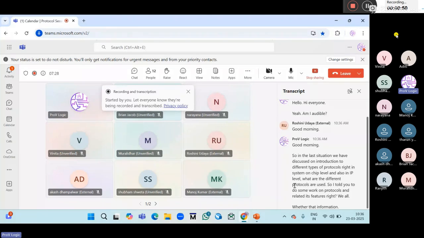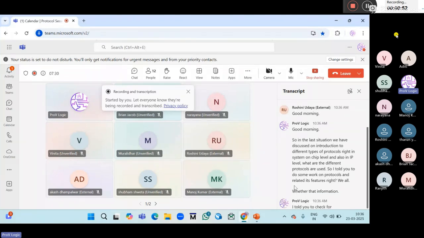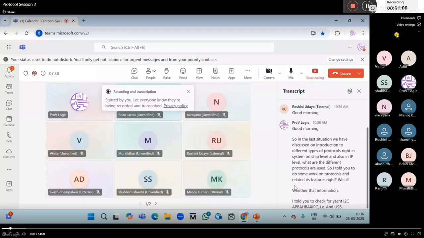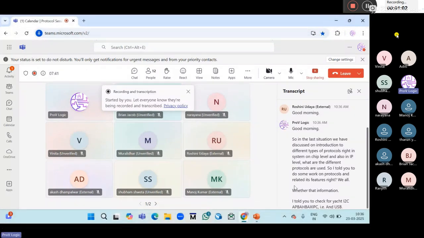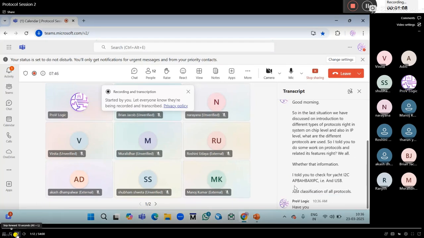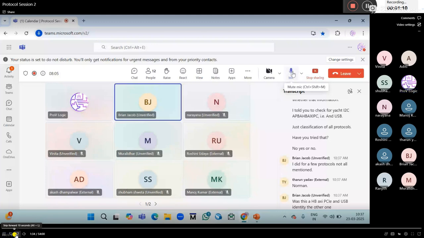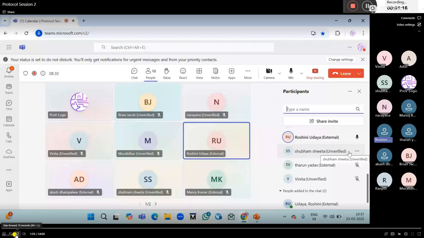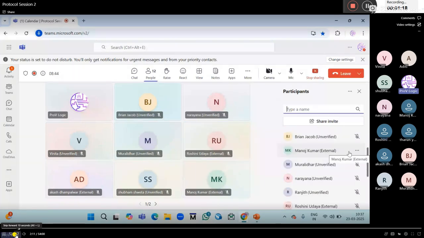I told you to check UART, I2C, APB, AHB, AXI, PCIe, and USB. Just the classification of all protocols. Have you tried that? Not all. I2C, fine. What about the others? Did you get the opportunity to go through the protocols and understand the basics, like serial and high speed, low speed, full duplex, half duplex, and intra assignment, inter assignment?